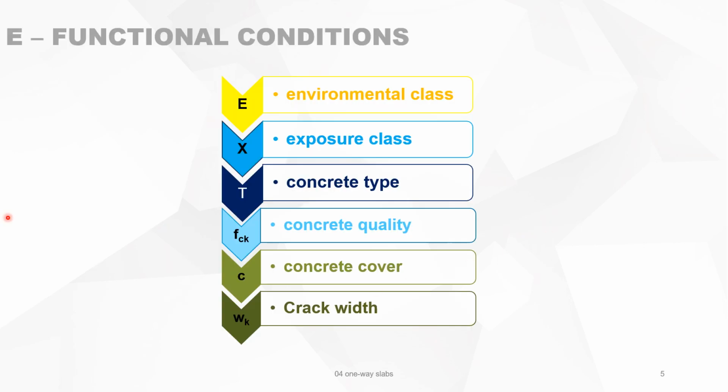The functional conditions of concrete follow a certain path of reasoning, and you always start with the environmental class. This is valid for the Belgian application document. From the environmental class, you get the exposure classes. After that, you can specify the concrete type, which includes the concrete quality, and then you can start to calculate the concrete cover and the maximum allowed crack width.